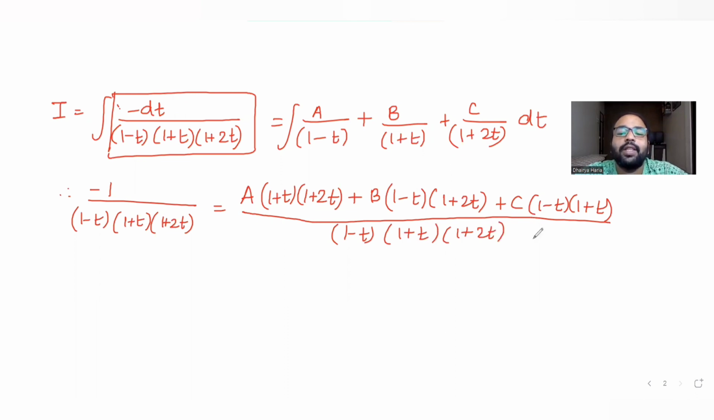So we are taking the LCM of the fractions here. Now I can directly see the numerators are the same, so I can compare the denominators.